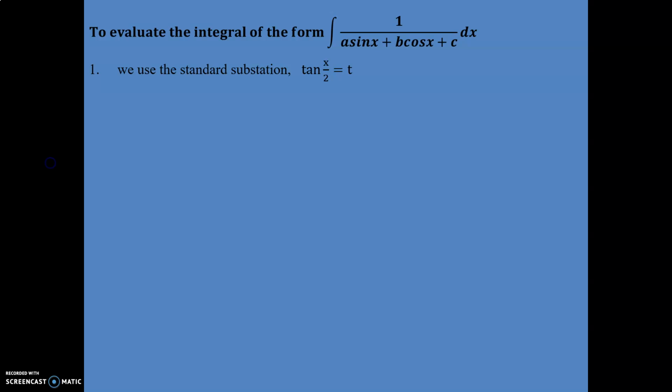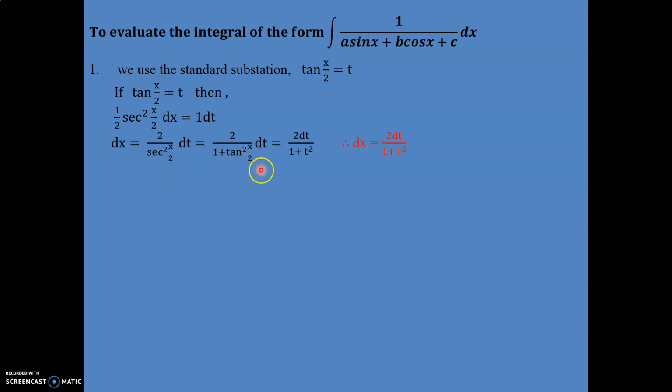So for that we have to use the standard substitution here. t is equal to tan x upon 2. Then after taking derivative we'll get dt is equal to 1 upon 2 sec square x upon 2. So dx can be written as 2 upon sec square x upon 2 dt, that's equal to 2 upon 1 plus tan square x upon 2 dt. In the place of tan x upon 2 we can give t. So 2 upon 1 plus t square dt is the term for dx.